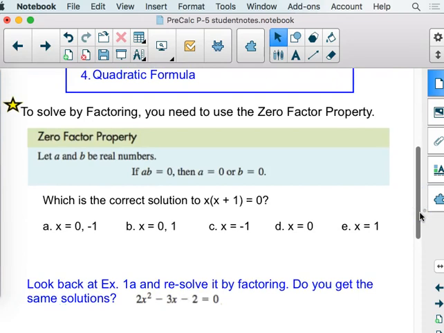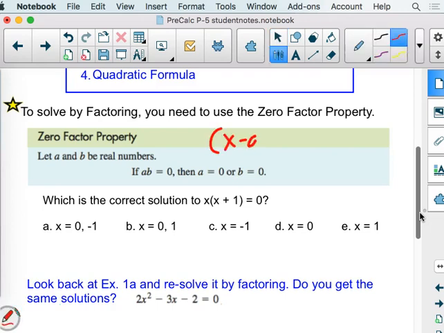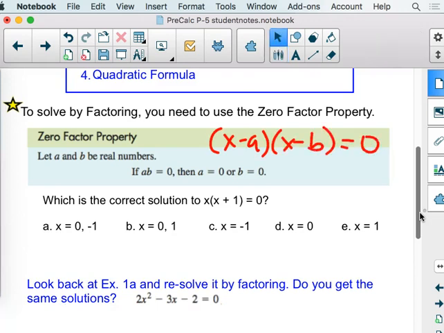To solve by factoring, we need to use the zero factor property. This is also called the zero product property in a lot of books. What it says is this. If you are going to multiply two things together and your answer has to be 0, well then either this was 0 or this was 0. Because that's the only way to get 0 when you multiply. One of them has to be a 0. So in simplistic terms here it says if a times b equals 0, then either a was 0 or b was 0. That's just how it works if you want to get a 0.